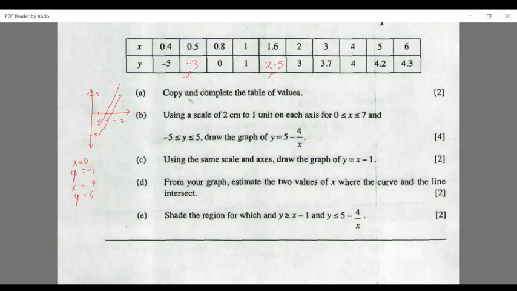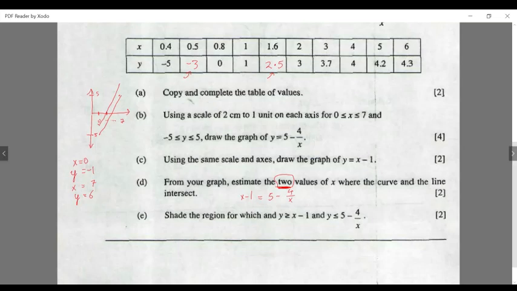All you have to do is, when these two lines intersect, recognize that they will have the same x and y value. So that means that we can set the y's equal and then go from there. So x minus 1, and notice that they're saying 2. This indicates that it's going to be a quadratic formula. So x minus 1 is equal to 5 minus 4 over x.